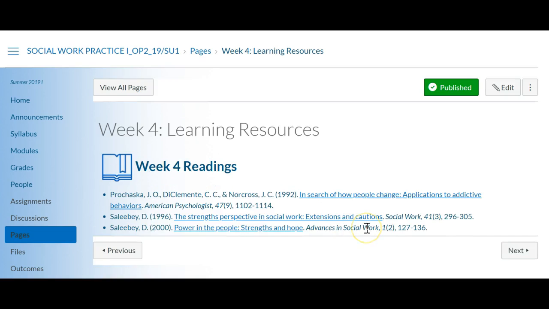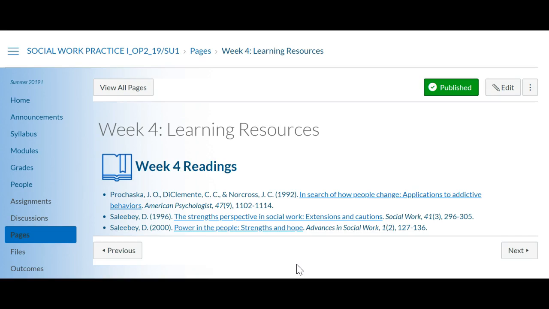Looking at the learning resources, we have the Prochaska, DiClemente, and Norcross article, In Search of How People Change: Applications to Addictive Behaviors. This is a particularly important article in looking at the transtheoretical model of change, which refers to the stages of pre-contemplation, contemplation, up through action and maintenance, for those of you who are familiar with that. So I think this article is particularly important in terms of looking at that change process.